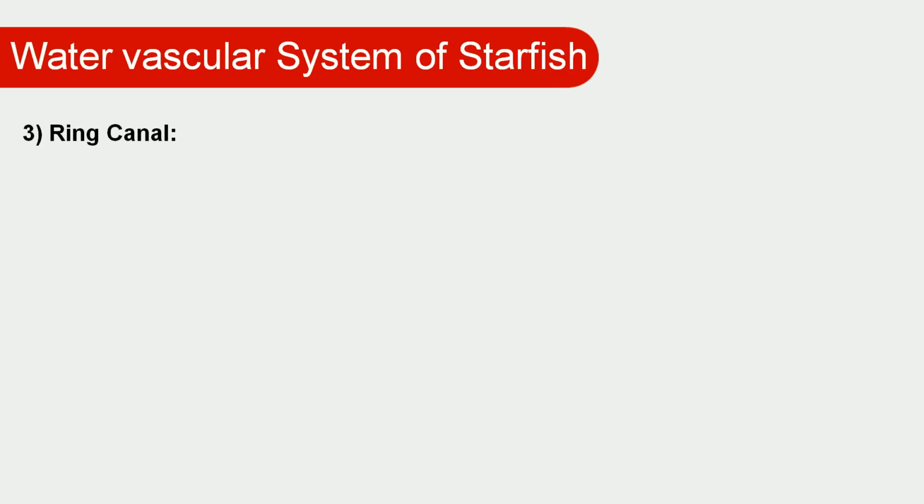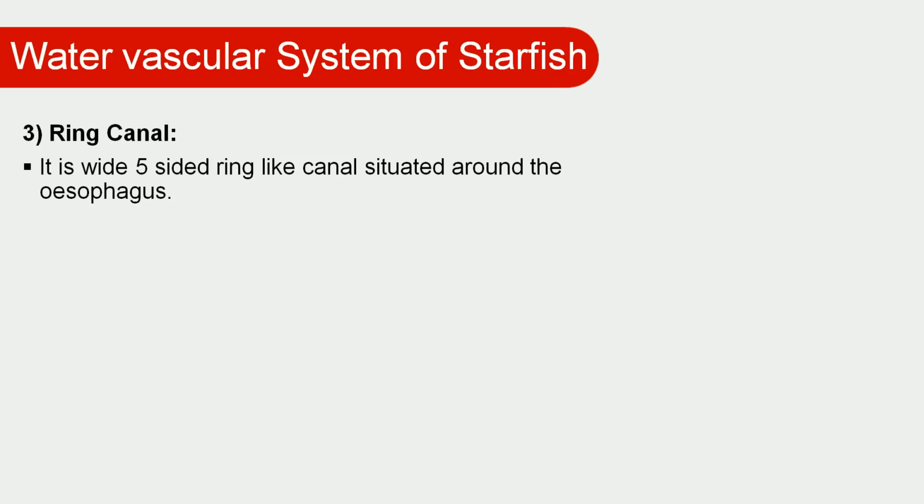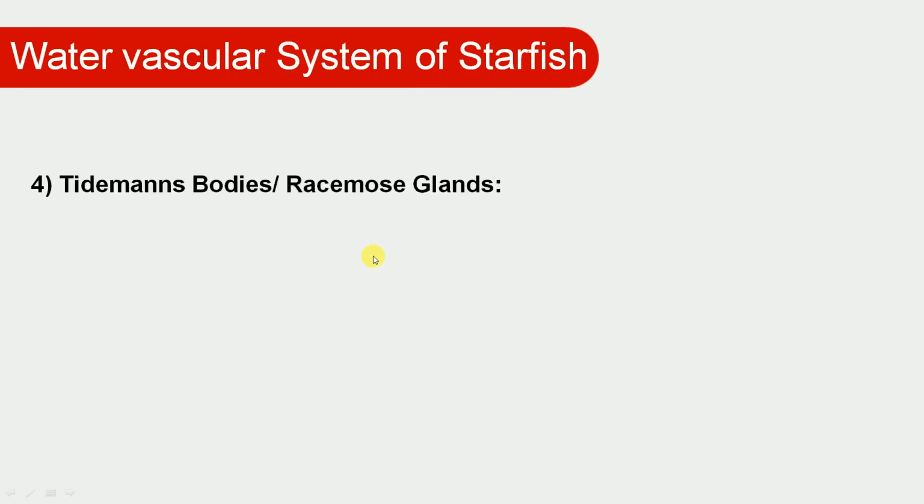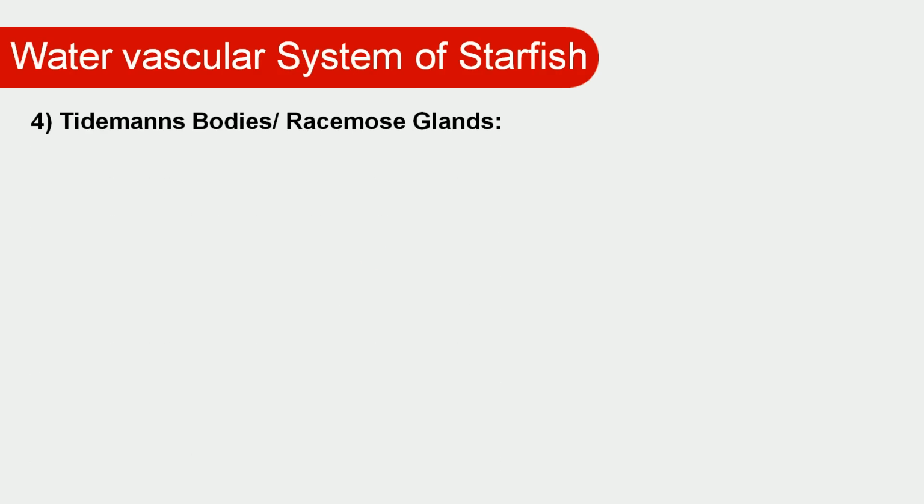Then the next part is the ring canal. This is a five-sided ring canal. It is located at the central disc, just around the esophagus, lying on the inner side. There is a peristomal ring of ossicles, and we can see the stone canal, and at the periphery there are ossicles, and these ossicles rest inside the body.